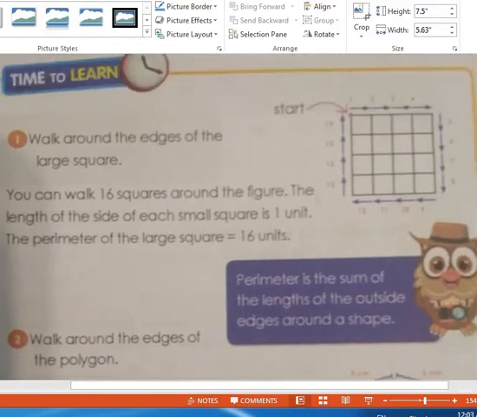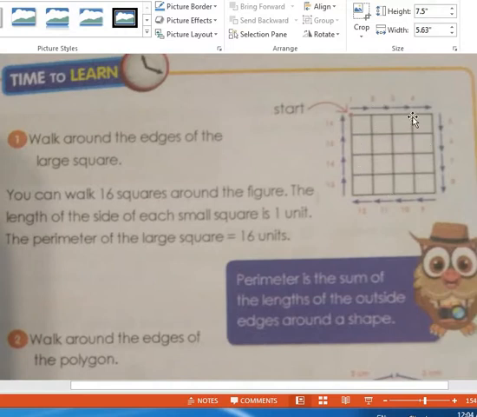Here I have walked around the edges of the large square. How to find the perimeter of this shape, the 2D shape, which is a square? I have a square here and I want to know its perimeter. The perimeter is the sum of the outside length of any shape.